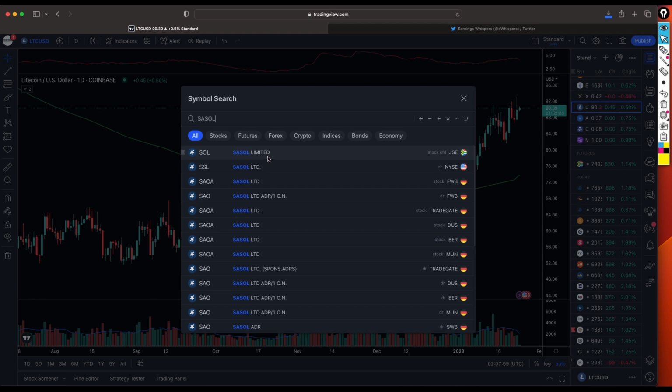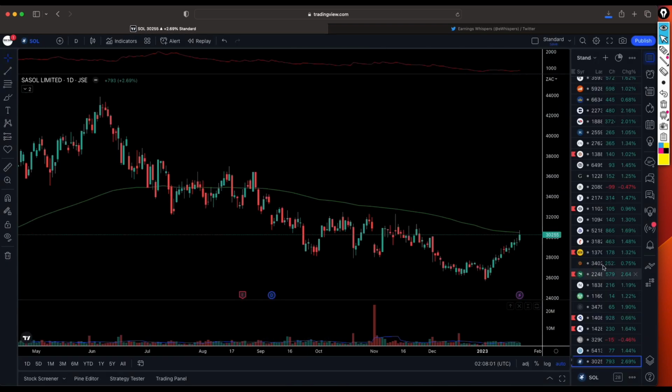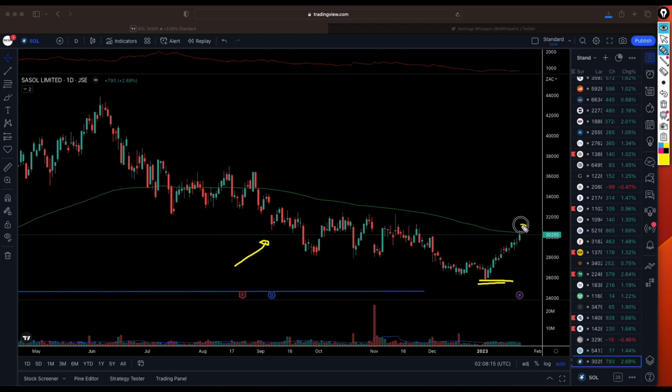So Sasol is a stock that has been on our radar for quite a while now. As you can see, it has been trading below this key level here. Just in the past few weeks, it bottomed somewhere just below 260 rand per share, and then it is trying to reclaim this level. So this is an area of interest. We are waiting to see how Sasol is going to behave around this level.